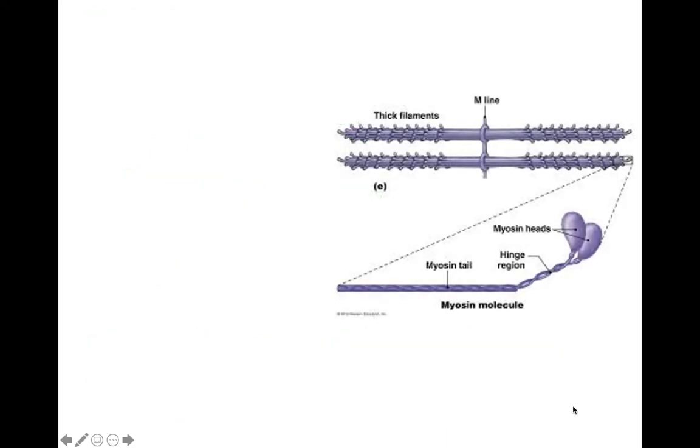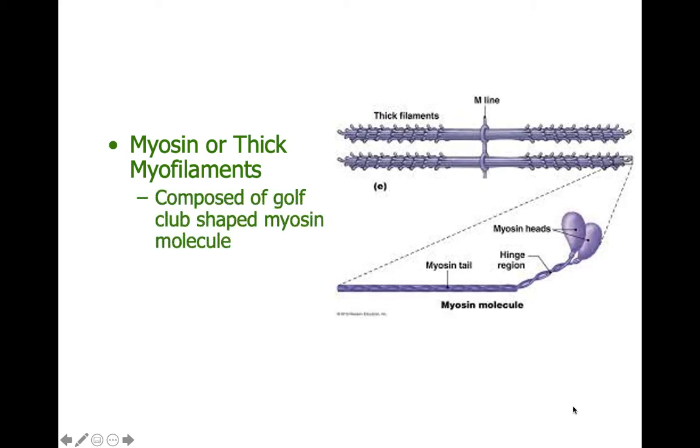Our second myofilament is the myosin, or the thick myofilaments. We say that these myosin molecules are golf club shaped. All right, so you'll see that there's a handle. The diagram refers to it as a myosin tail. That would be kind of the shaft of the golf club, and the myosin heads are the head of the golf club. Now, this kind of falls apart for 2 reasons. There's 2 myosin heads per molecule, and each golf club only has 1 head.